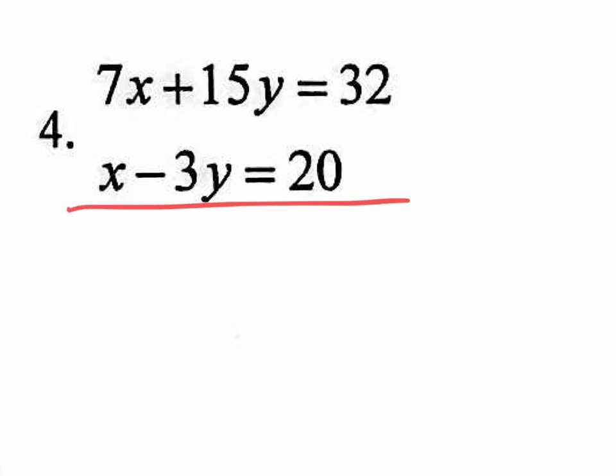So this last one, if I combine the lines, will something eliminate? No. Okay. What would I have to do in order for something to eliminate? Multiply what? The top equation or the bottom equation? Okay, multiply the bottom equation by what? It depends on what you want to cancel out. Do you want to cancel out the x's or do you want to cancel out the y's?